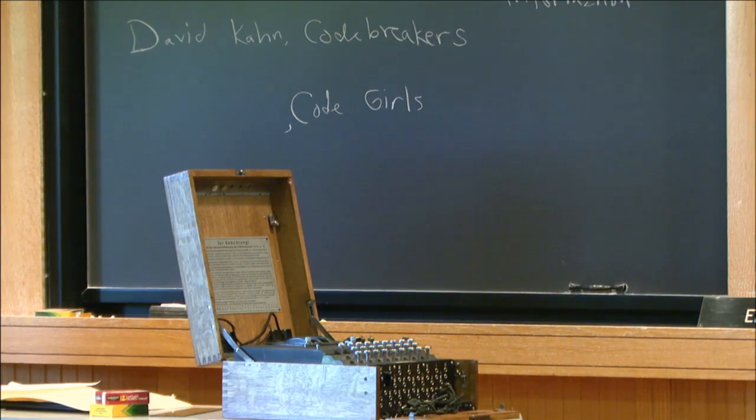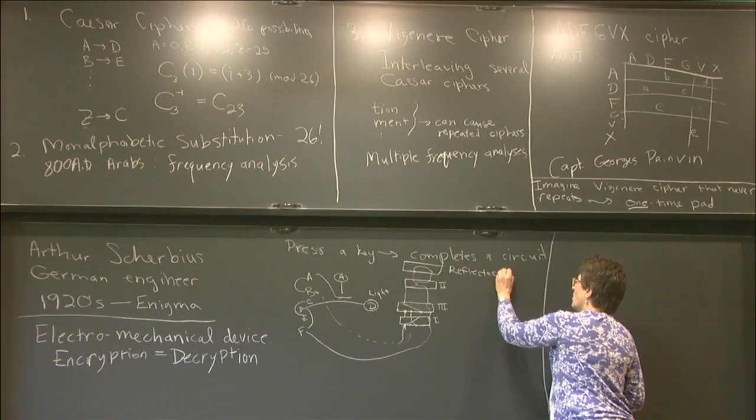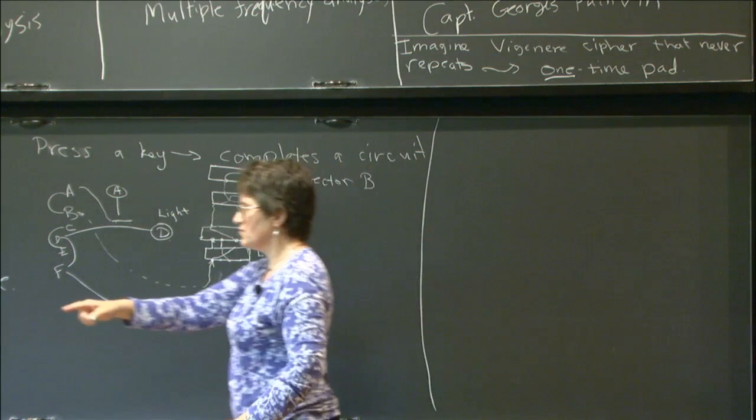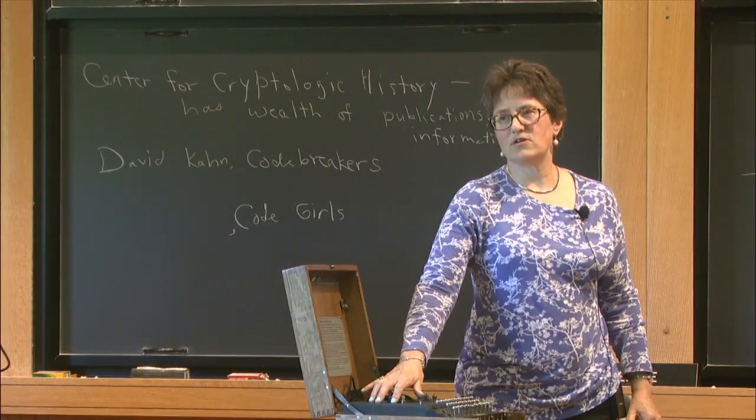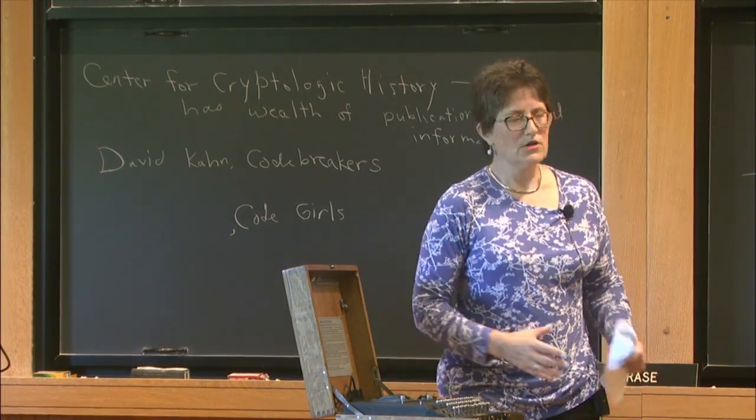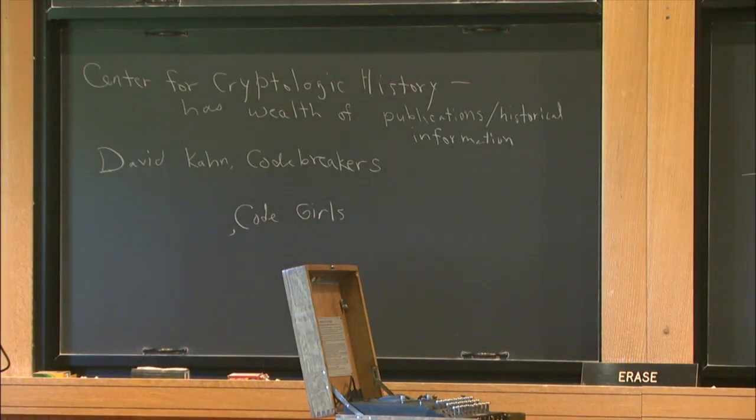Can I ask about the reflector? Is that permutation fixed? Yes, the reflector, this is reflector B in this particular machine, but they would not change out the reflector. They would only change out the rotors. So the cryptovariable consisted of which rotors to use.